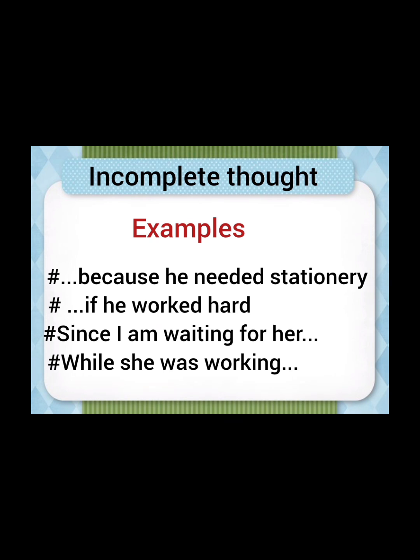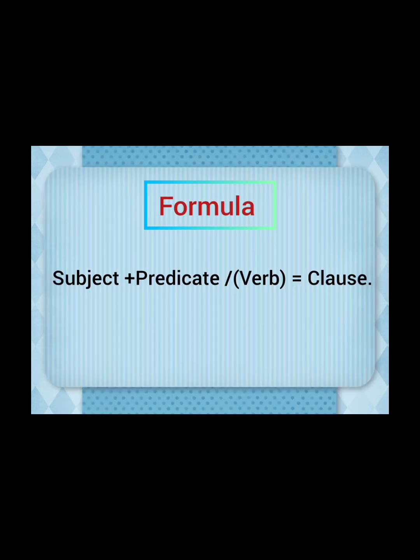He is again subject, worked hard is predicate. Then I is subject, I'm waiting for her is predicate. And same is the case with she is subject and was working is a verb here. They are clauses but not sentences. Let's see the formula for a clause: a subject and a predicate or a verb combination will be considered as a clause.